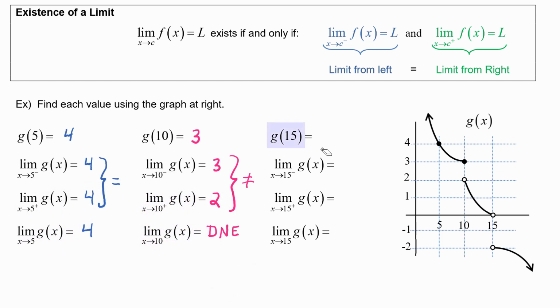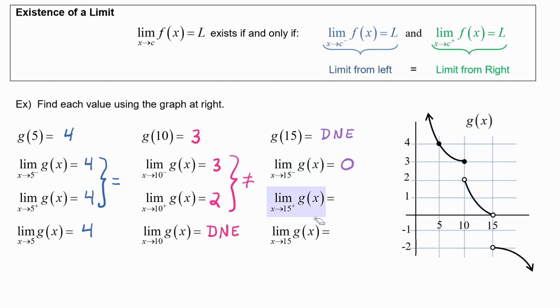g of 15, there's an open circle here and an open circle here, so g of 15 does not exist. The limit as x approaches 15 from the left of g of x means we're coming in here to y equals 0. So that limit equals 0.